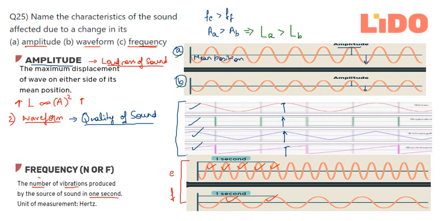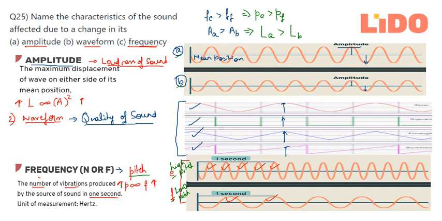Now, let's come to another characteristic of sound which is related to frequency, which is called pitch. What do we mean by pitch? Pitch is directly proportional to the frequency of the sound. This means that if frequency is more, pitch will also be more, and vice versa. Let's apply this to our waves E and F. Since fE is greater than fF, the pitch of E will be greater than the pitch of F, or E will be a high pitched wave and F will be a low pitched wave. So the characteristic of the sound affected by frequency will be pitch over here.